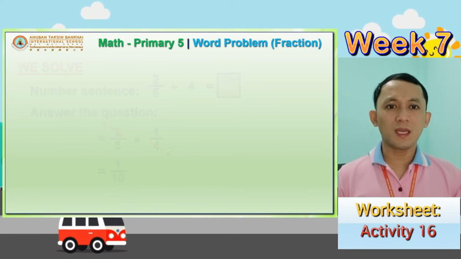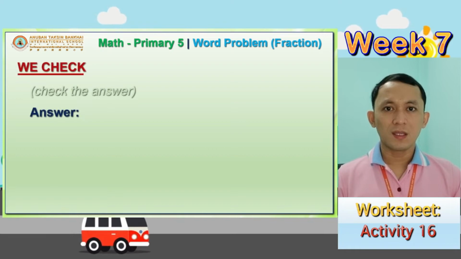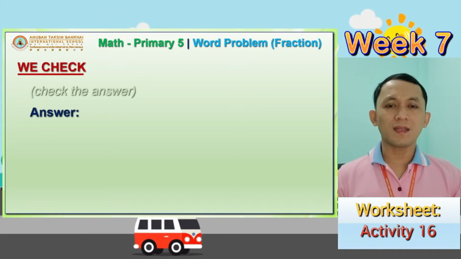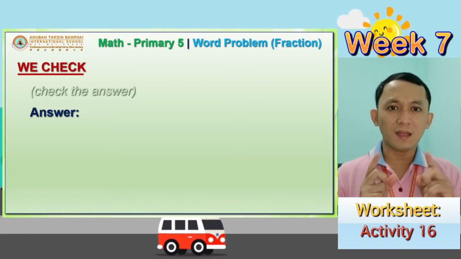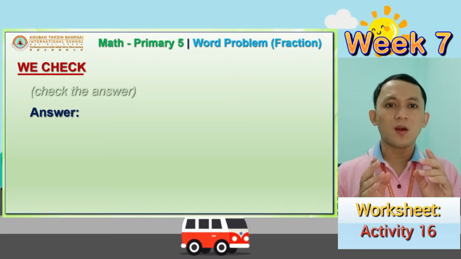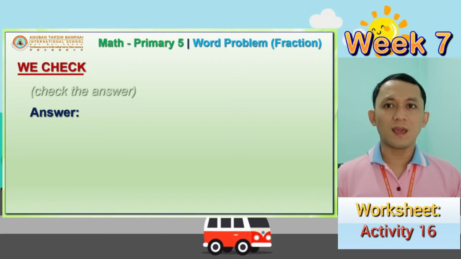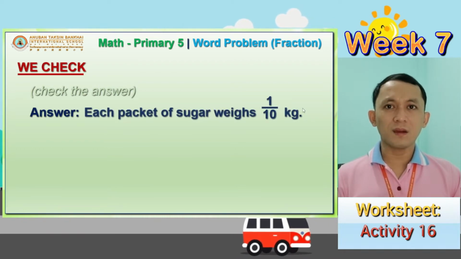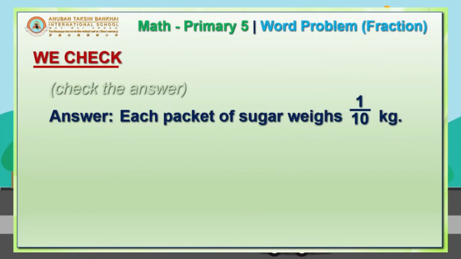Now, let's proceed to we check. So again, let's skip first the process on checking. Let's just write our answer directly. Take note to make a complete sentence. Okay, so our answer would be each packet of sugar weighs 1 over 10 kilogram. Again, each packet of sugar weighs 1 over 10 kilogram of sugar.